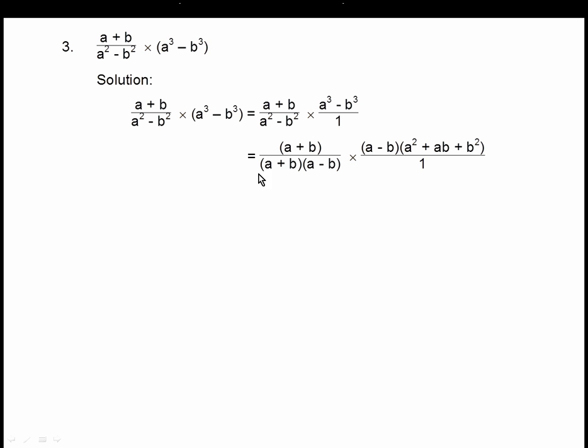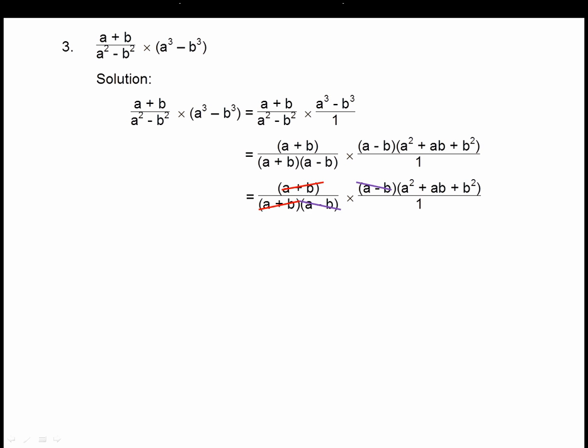The a plus b's cancel. The a minus b's cancel. That leaves us a squared plus ab plus b squared all over 1. Now remember, we don't normally write denominators of 1 in our final answer. It's okay to do it in your work, but it's not okay in your final answer. So our final answer is just a squared plus ab plus b squared, and there's nothing else you can do with it.